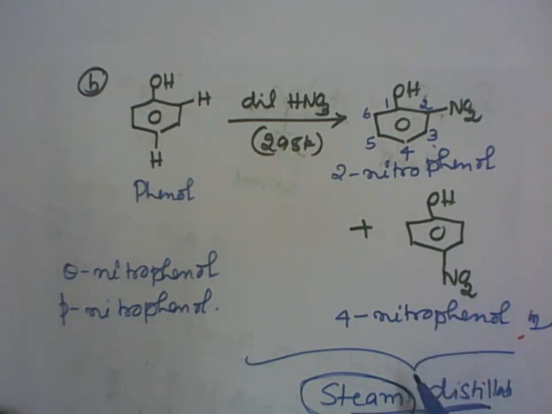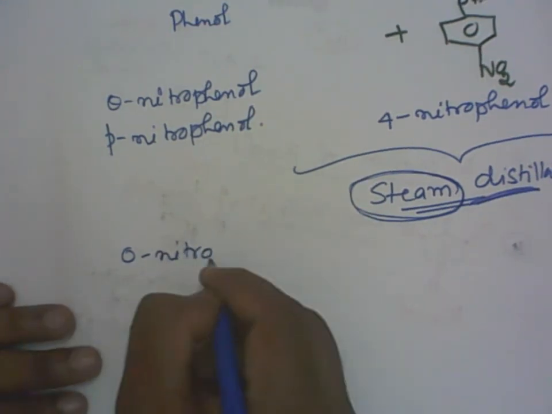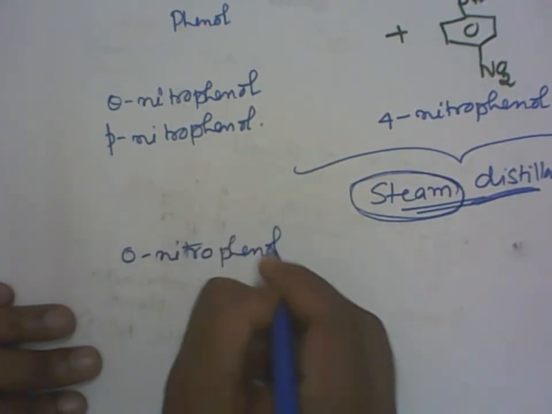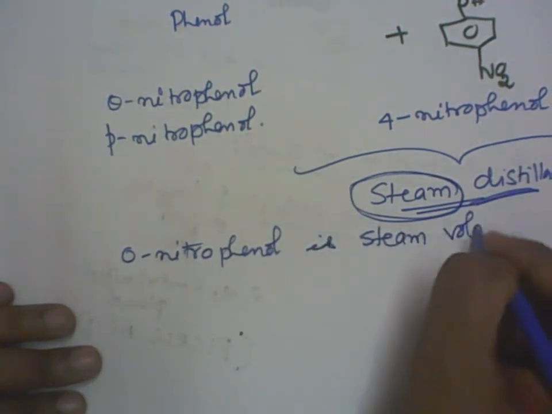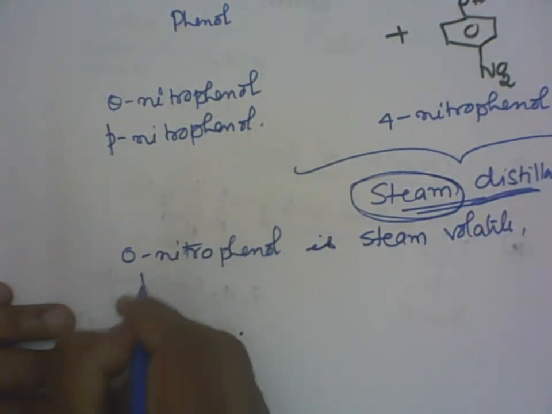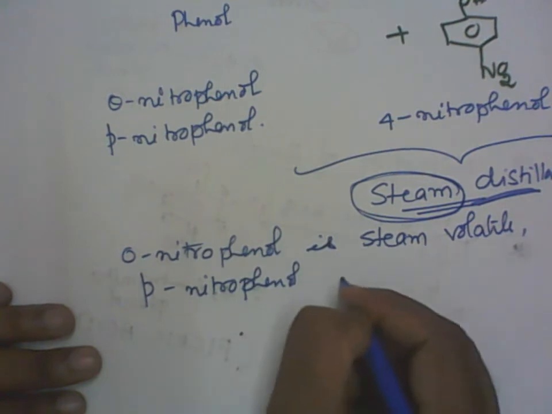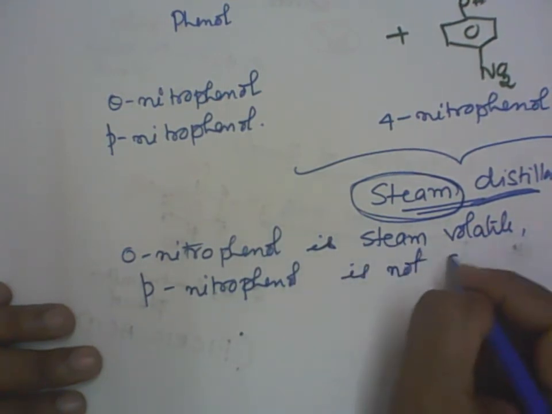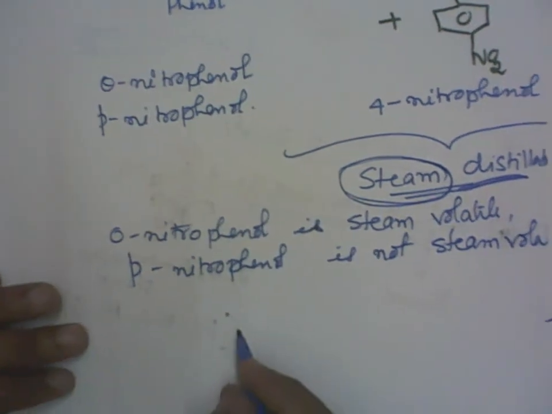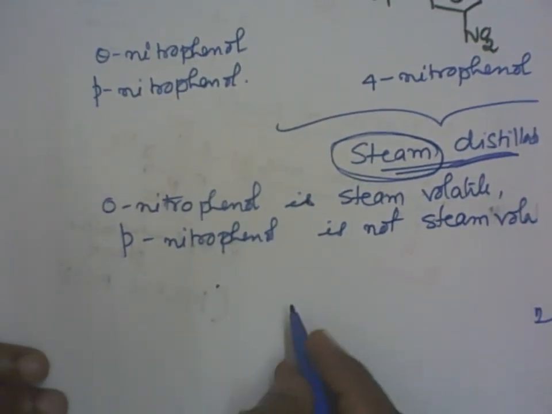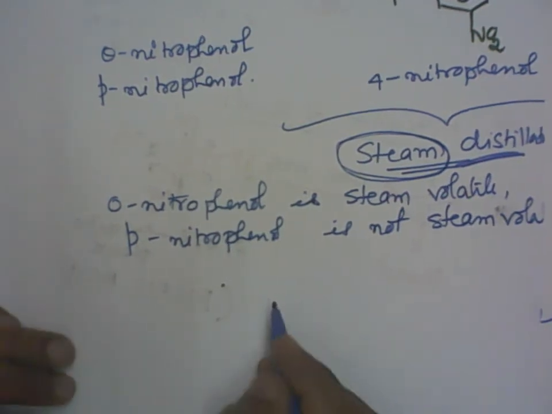Give the reason for this, they'll ask. Orthonitrophenol is steam volatile, whereas para-nitrophenol is not steam volatile. Give the reason for this, they'll ask. The reason is the compounds have two types of hydrogen bonding.